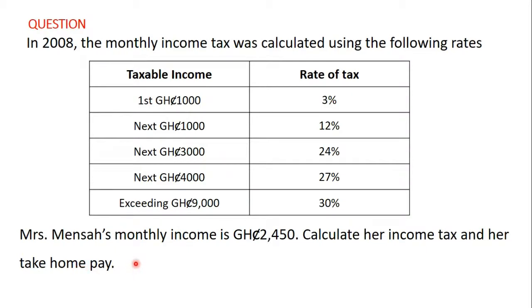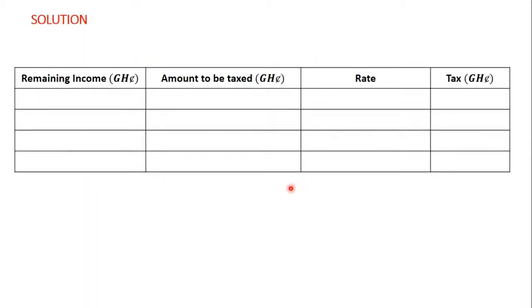So just as we did for the question in the previous video, we are going to divide 2,450 Ghana cedis into these groups, then we use the corresponding rates to find the tax. Now, in the previous video, we presented our answer in the form of a table. We are going to do the same for this question. The first column contains the remaining income in Ghana cedis. The second column contains the amount to be taxed in Ghana cedis. The third column contains the rate, and the last column contains the tax in Ghana cedis.